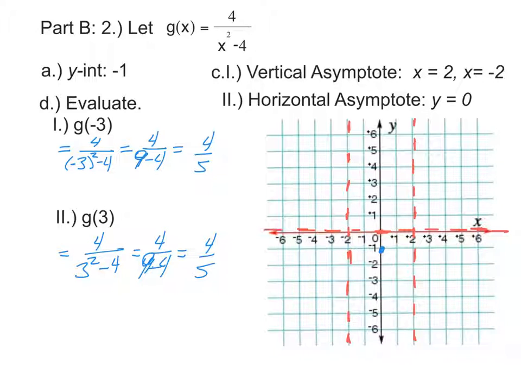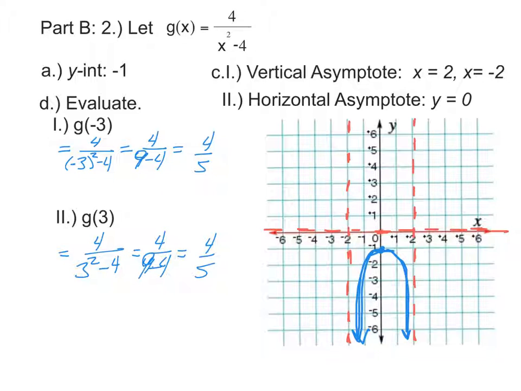Now we have all of our boundaries, so to speak. I already know that because my y-intercept is at negative 1, my curve has to go through this negative 1 and then try and get over to this asymptote on the right and this one on the left. But what about the other regions? And that's why I had you evaluate the other 2 points.